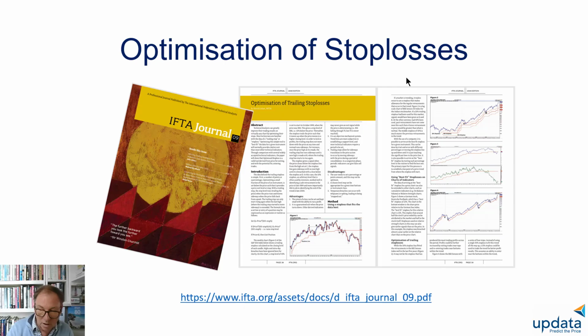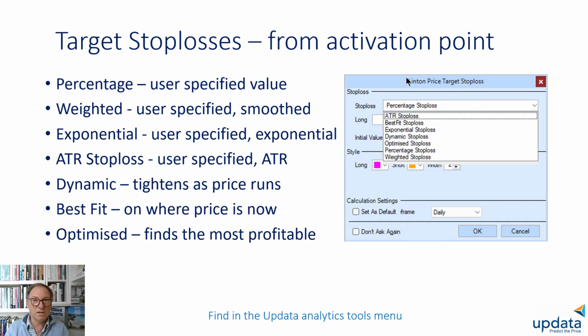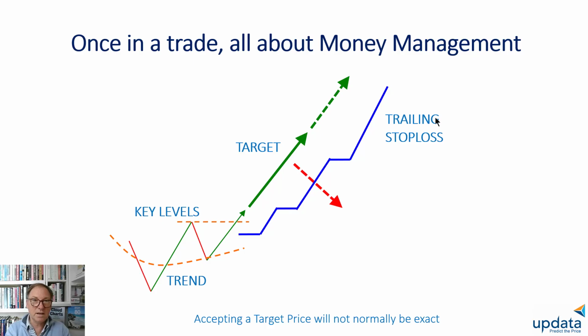So we've been working on a series of stop losses that we've put into Updata. These are in the latest version. There's basically a whole series of stop losses that go with the targets, and I'm going to show you these now. The idea is that once you're in the trade, it's all about managing. So you'll have a target. The risk is you won't get to the target. You want the stop to get you out if that doesn't happen. Or you may go beyond and you want to stay in with a stop. So you're accepting that a price target will not necessarily be exact.